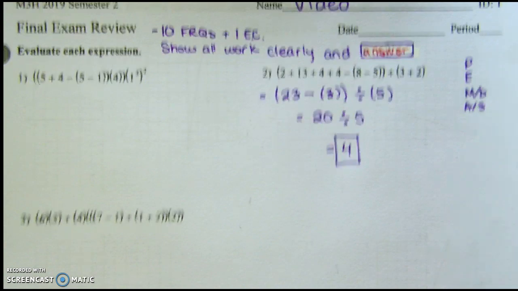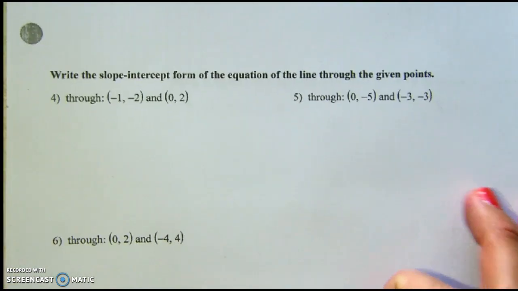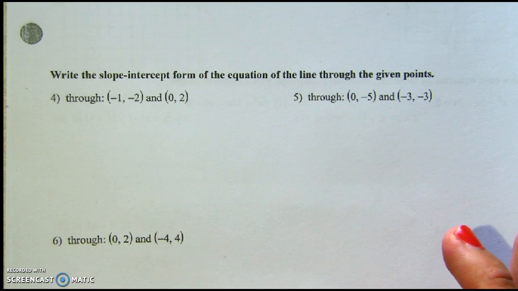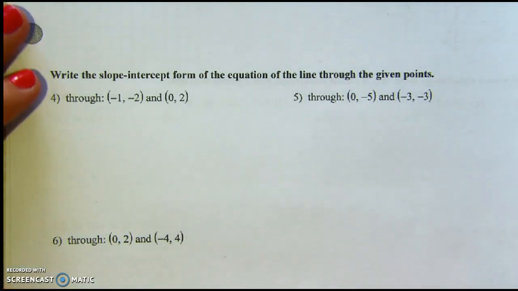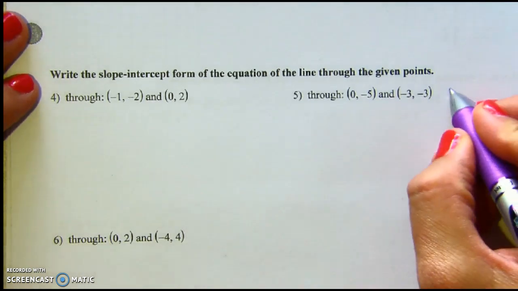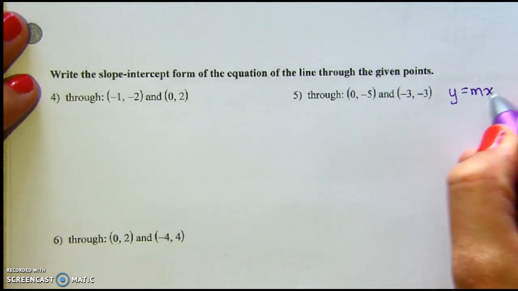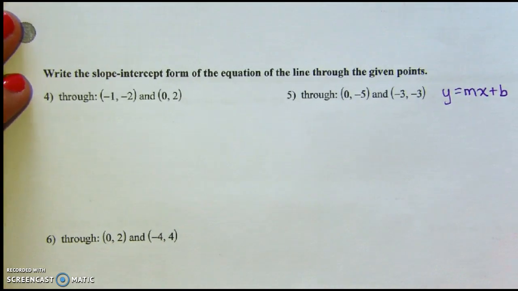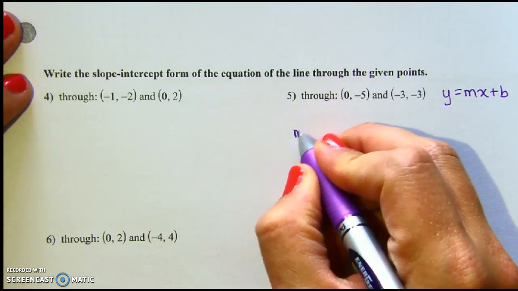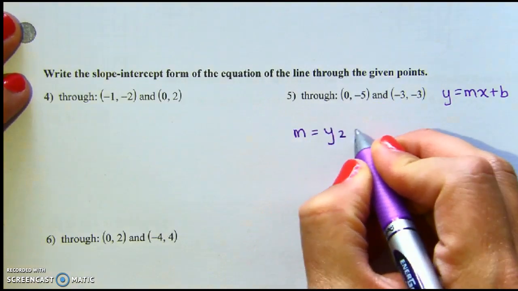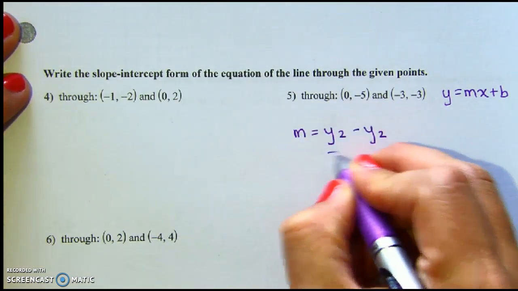All right, let's go to this type of problem. Write the slope-intercept form of the equation of the line through the given points. In order to write an equation of a line in y equals mx plus b, we need the slope first. So the slope is m. You guys remember the formula for slope? It's the second y value minus the first y value.